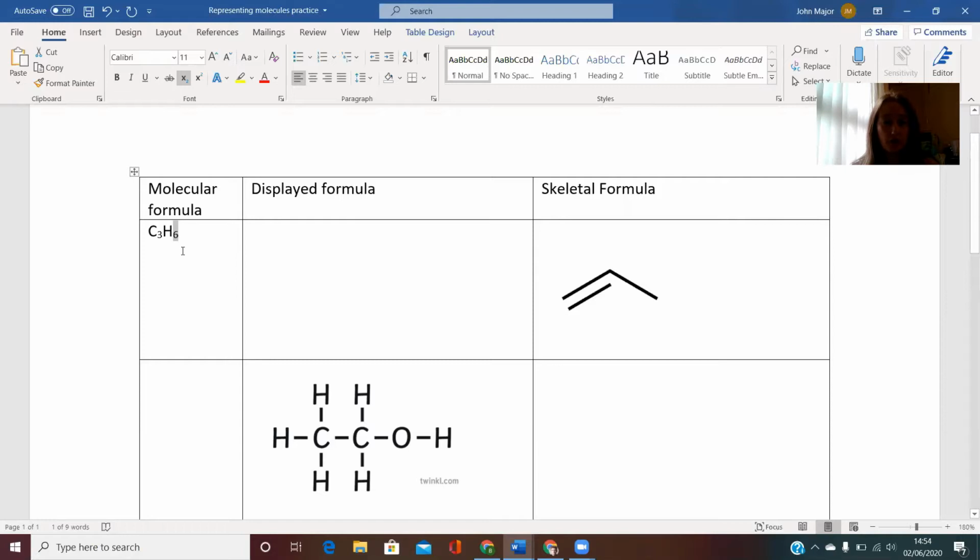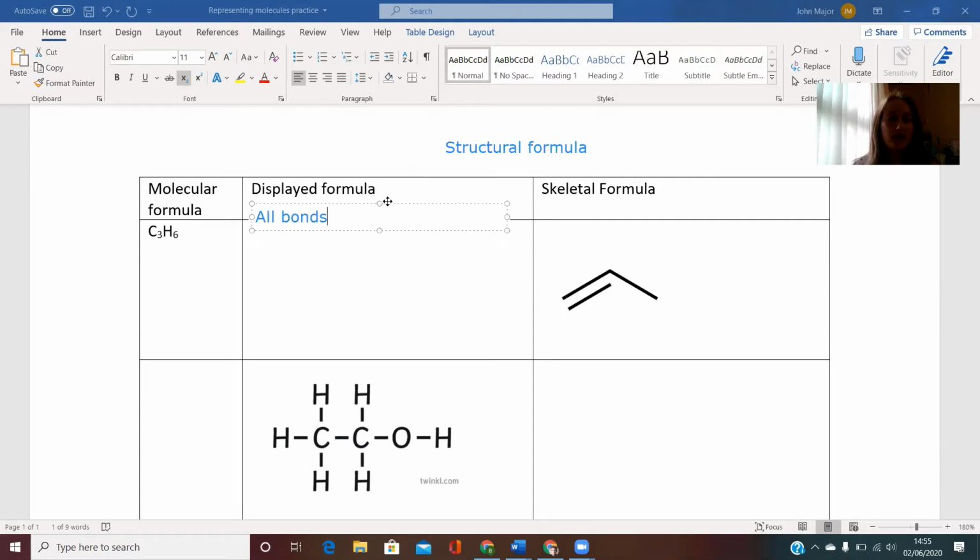So when the molecular formula is not enough, you can use some form of displayed formula or skeletal formula to show the structure. So both of these are different ways of representing the structure of the molecule. And for that reason, they can both be called structural formula. Displayed means it shows literally all bonds present. So if it's displayed, you need to show all bonds.